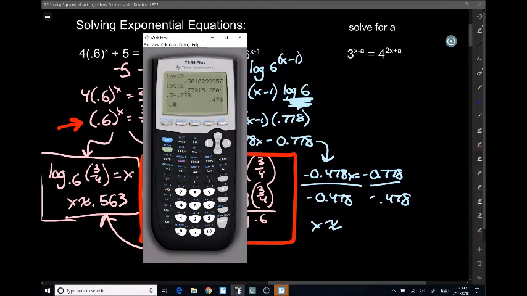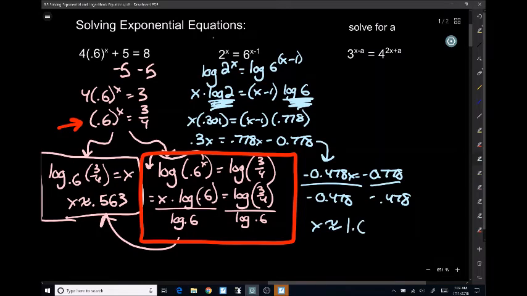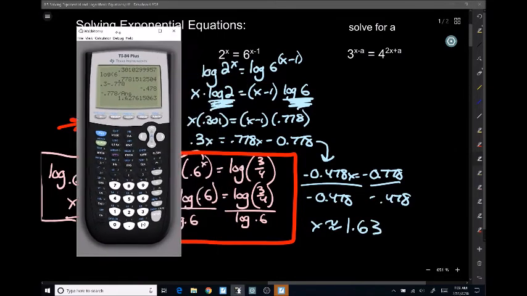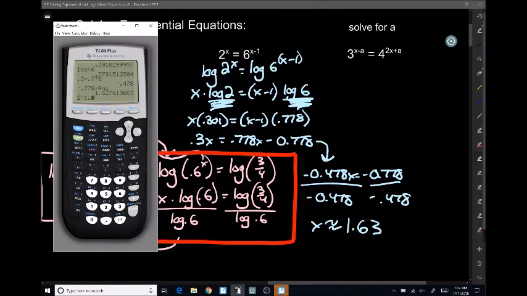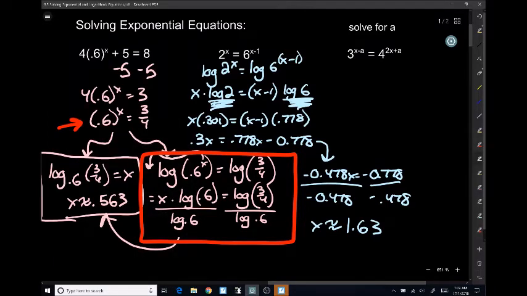And we get that x is going to be about equal to negative 0.778 divided by my previous answer, 1.63, we'll say. I'd like to check that. So if I do 2 to the 1.63, that should come out to something really close. When if I do 6 to the, in parentheses, 1.63 minus 1. Yeah, super, super close. Basically the same thing. The only reason they're off by a little bit is because of rounding.